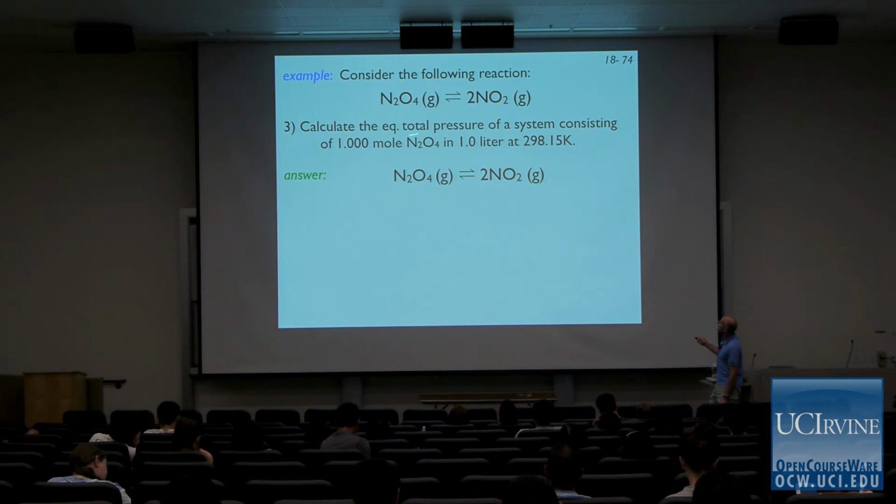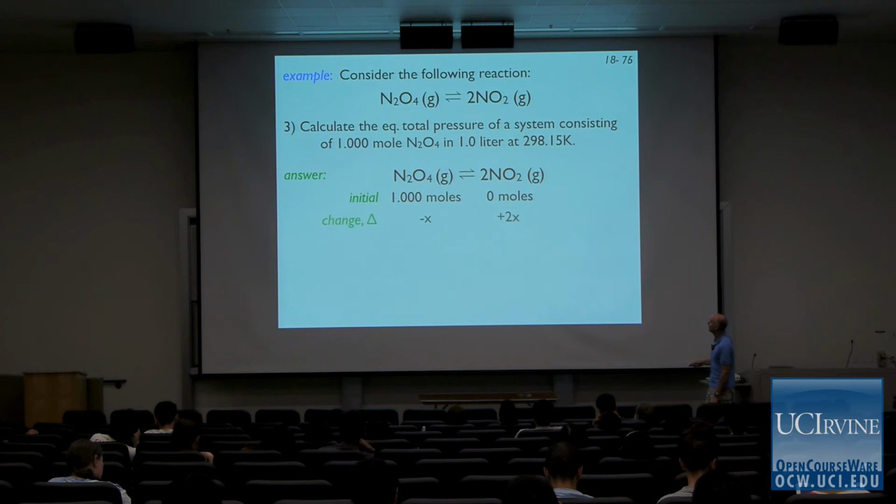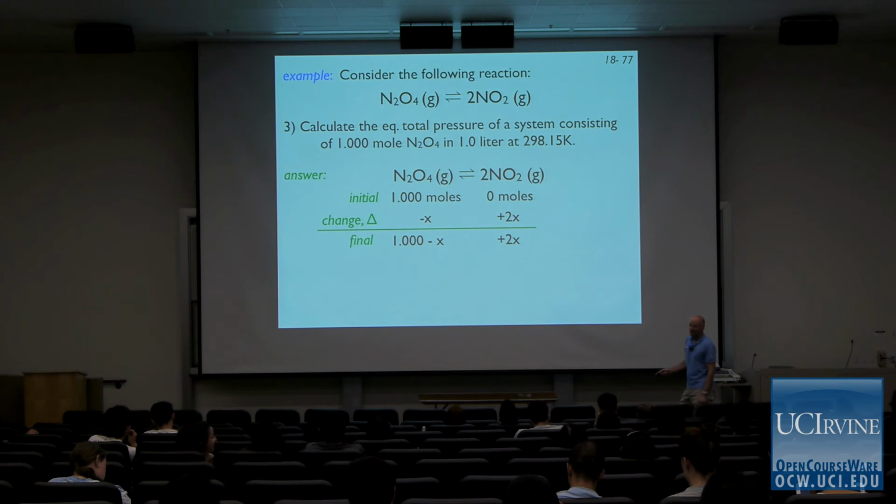Calculate the equilibrium total pressure of a system consisting of 1 mole of N2O4 in 1 liter at 298.15 degrees Kelvin. Remember G-Chem? Remember doing these problems? You're going to have to be able to do problems like this again. It's the second time you've had to do this probably. Maybe you didn't like it the first time. I hope you like it better this time. I like these problems myself.